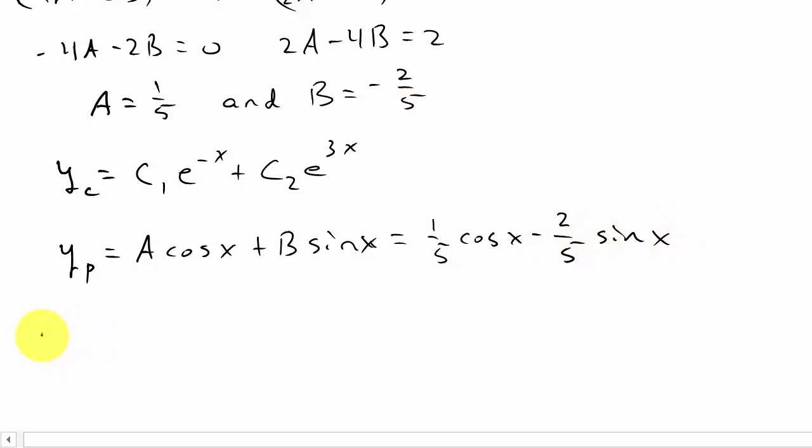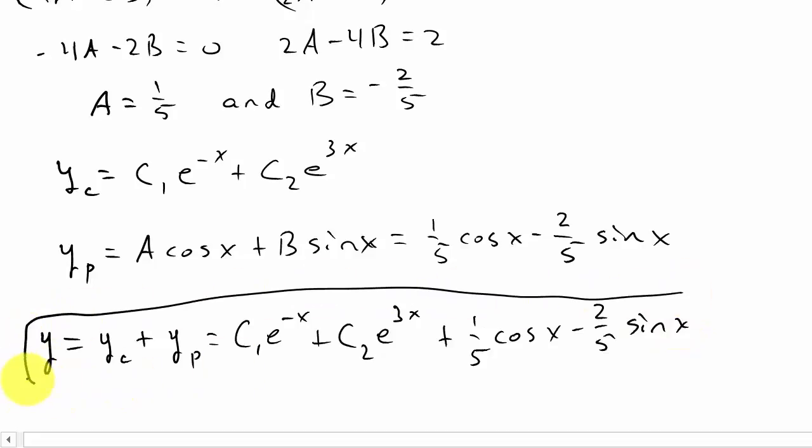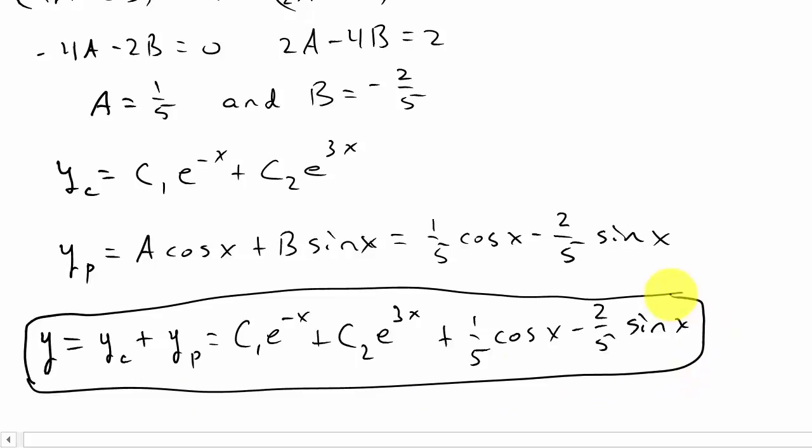So our solution y is equal to y sub c plus y sub p. And so it's this, c1 e to the negative x plus c2 e to the 3x plus y sub p. So that's plus 1/5 cosine x minus 2/5 sine x. And this would be our solution.